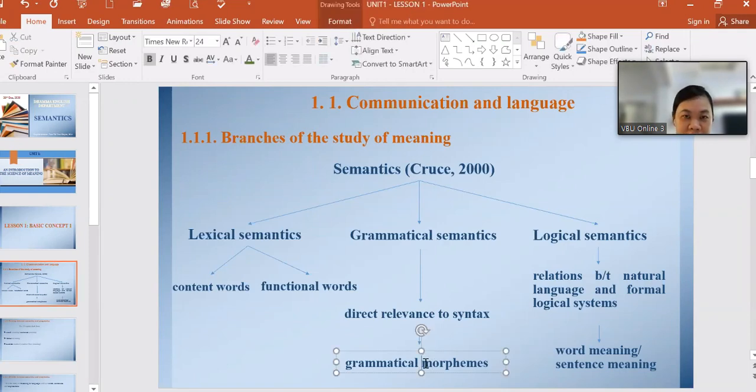Morphemes are actually a branch of morphology. So, grammatical morphemes. I'd like to explain the morpheme first at a certain time.